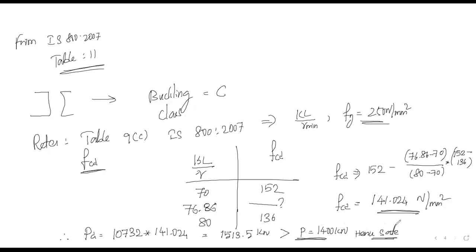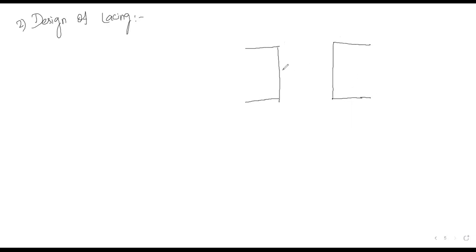Now let us move on to the design of lacing, the second part of our column. Here we already said the channels are placed back to back. Here and here we are going to place them. Because of this spacing only, I said the moment of inertia about the y axis is going to be increased.